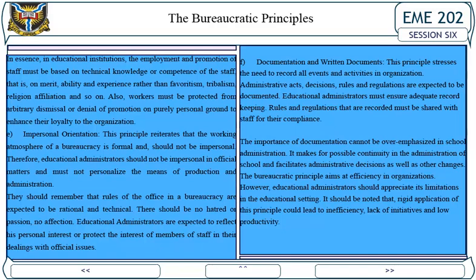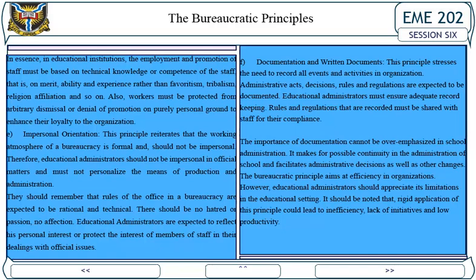Thus, educational administrators should take note that it is not sufficient to make rules. The ability to ensure compliance by staff and students matters a lot. B. Division of labor. This principle emphasizes the fact that tasks of organization are too complex.